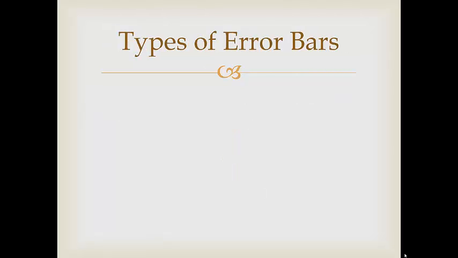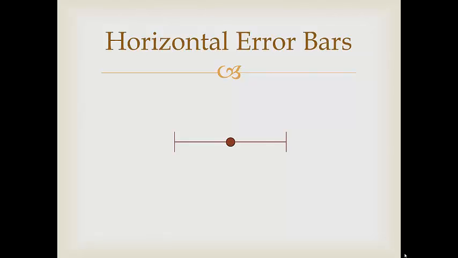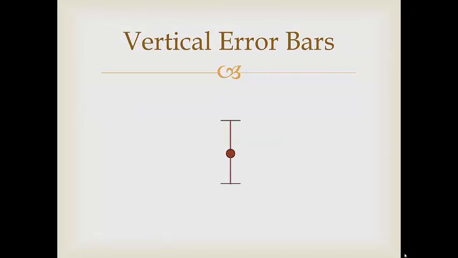Types of error bars. There are two types of error bars you will see on a graph. The first is the horizontal error bars. The horizontal error bars show the range of data for your independent variable, which is on your x-axis. The second is the vertical error bars, which show the range of values for data on the dependent variable, or your y-axis.